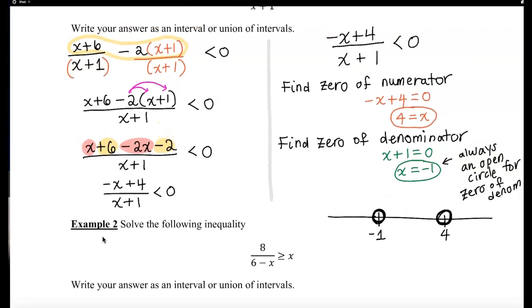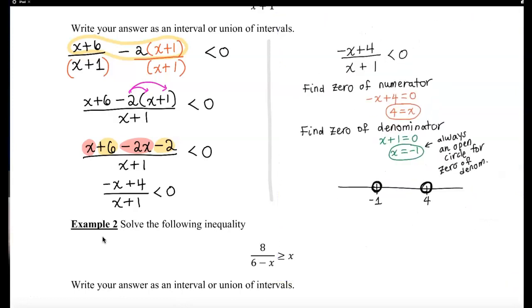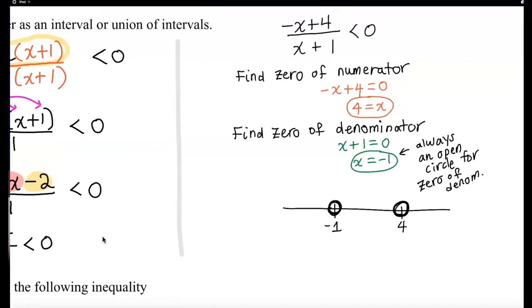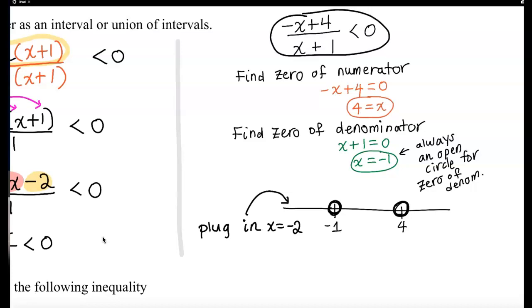So what we now do is just the same thing. We're going to plug in some checkpoints, some values, to see if this comes out to be true. Let me pick a number that is to the left of negative 1. I will plug in x equals negative 2, because negative 2 is smaller than negative 1. Let's see what happens. I'm plugging it into that inequality.